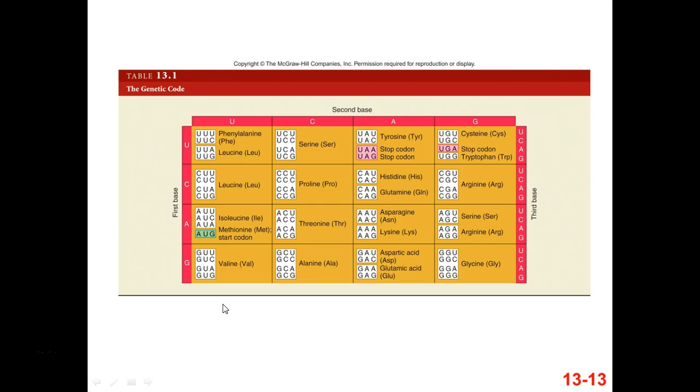This isn't biochemistry class either. We're not memorizing all these amino acids and their structures.